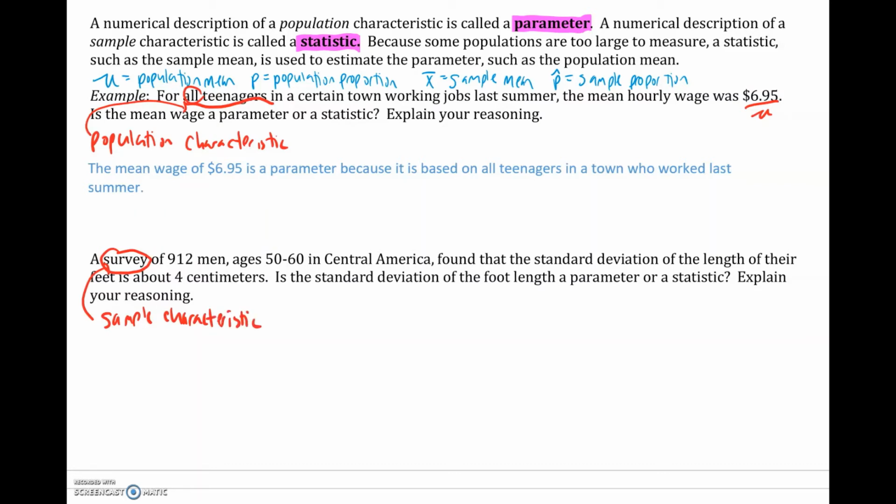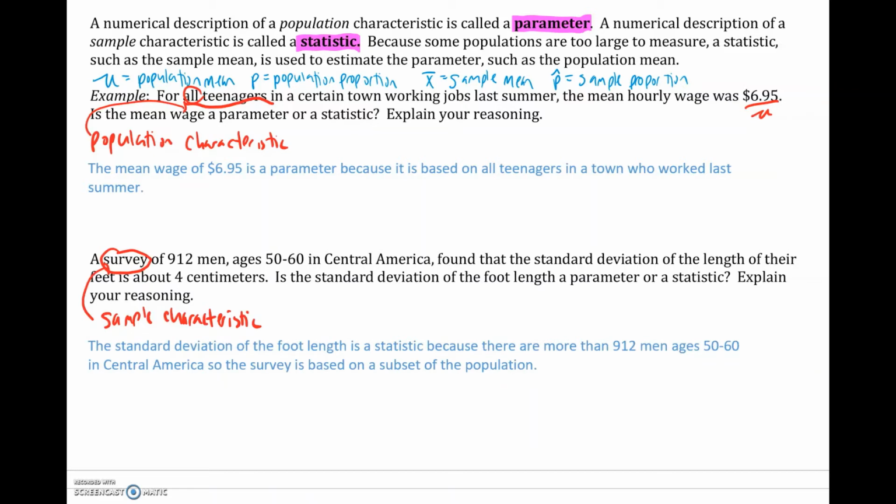You can also use a bit of logic too, because if you're saying, wait, they could have surveyed all, think about it. Do you think there's really only 912 men aged 50 to 60 in Central America? In all of those countries, from Panama, Costa Rica, Ecuador, El Salvador, all of those only have 912 men put together that are 50 to 60? No way, right? So we know this is going to be a sample characteristic. So that makes this a statistic. There you go, so there's my explanation. That standard deviation is a statistic.